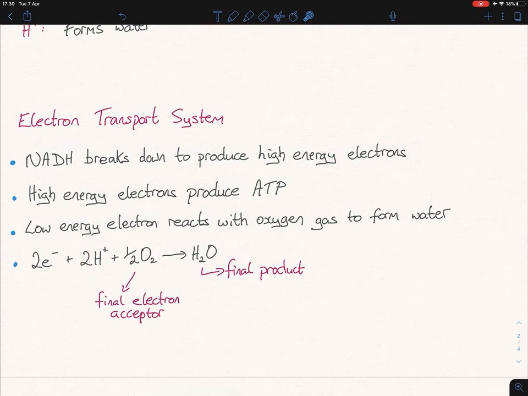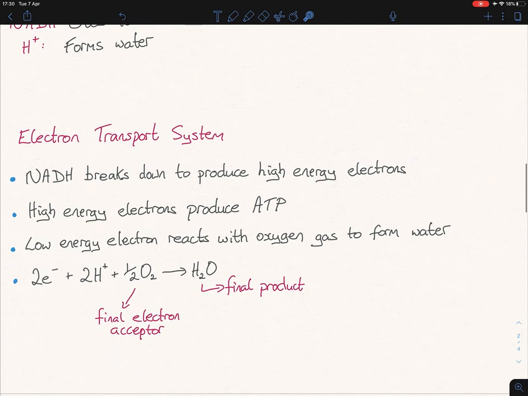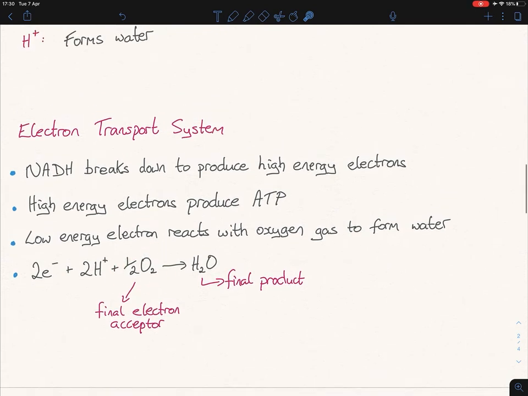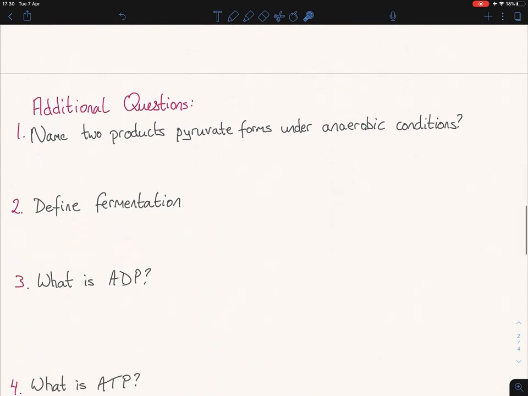The protons are coming from over here, from one of the products of the Krebs cycle. The electrons, we just said, are coming from the NADH being broken down. And oxygen is coming from us inhaling it, because it's aerobic respiration. Now, there are a few additional questions that could be asked, so we'll go through a few of them.